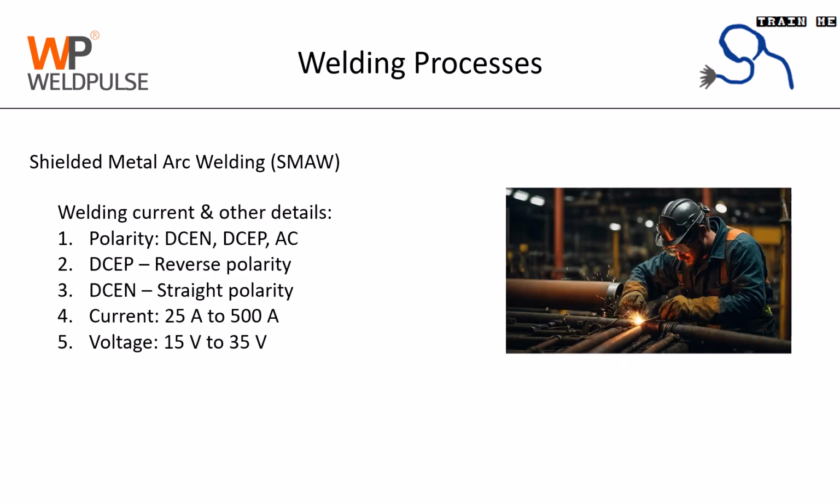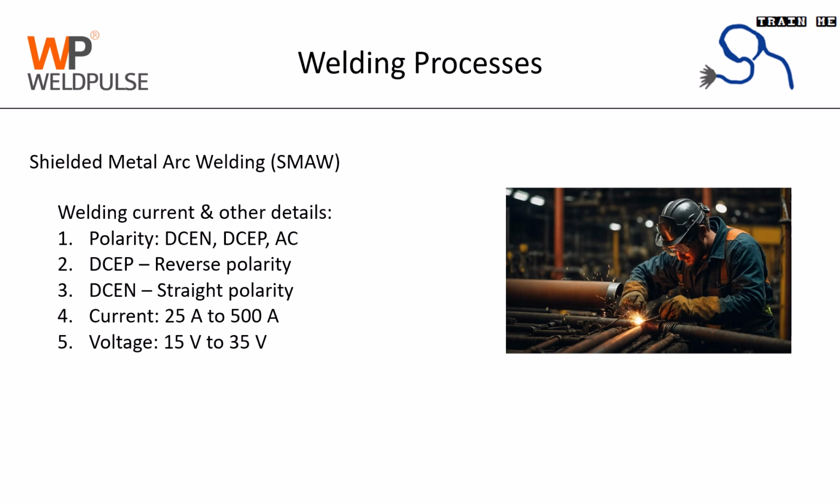Polarity is one thing that needs to be understood for arc welding processes. There are 3 different types. One is direct current with electrode positive, second is direct current with electrode negative and the third is alternating current. DCEP is also called reverse polarity and DCEN is called straight polarity. Always remember, when the electrode is connected to the negative terminal of the power source, it would be straight polarity.